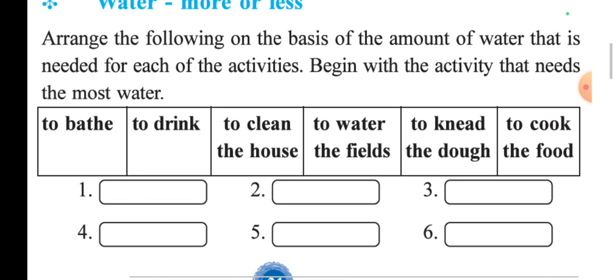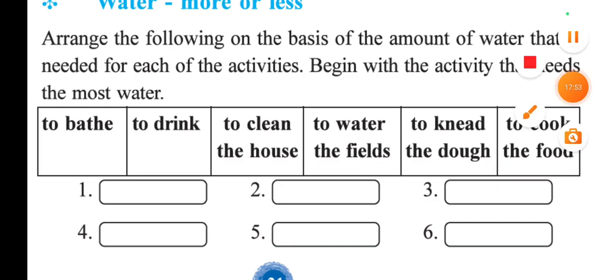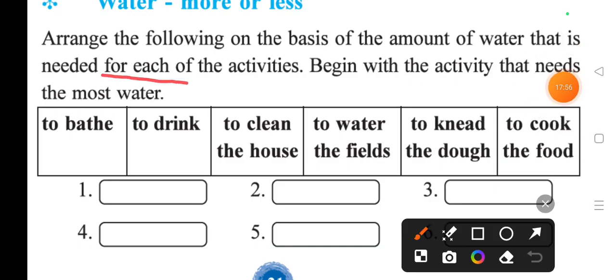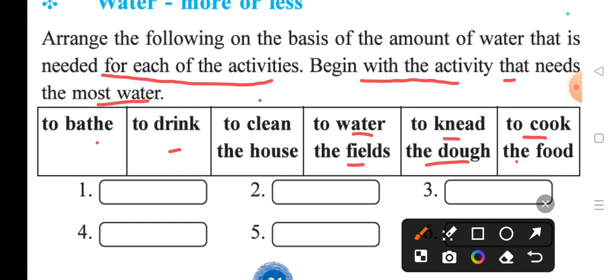Water more or less. Arrange the following on the basis of the amount of water that is needed for each of the activities. Begin with the activity that needs the most water. Yes, children, there are 6 options given. To bathe, to drink, to clean the house, to water the fields, to knead the dough, and to cook the food. Here they are saying begin with the activity that needs the most water. Okay, let's solve this question.